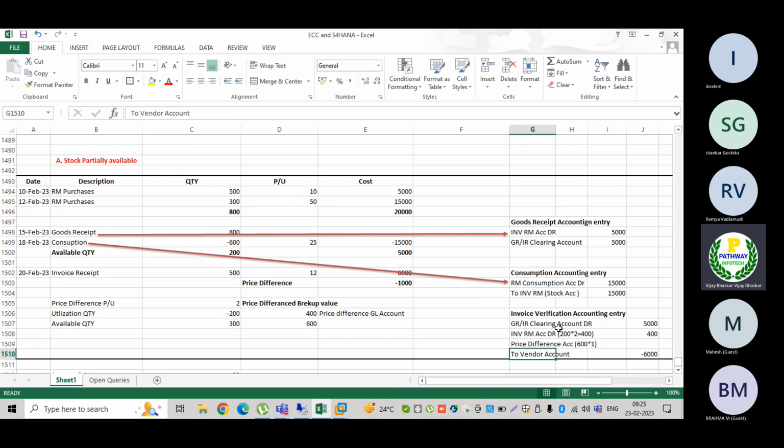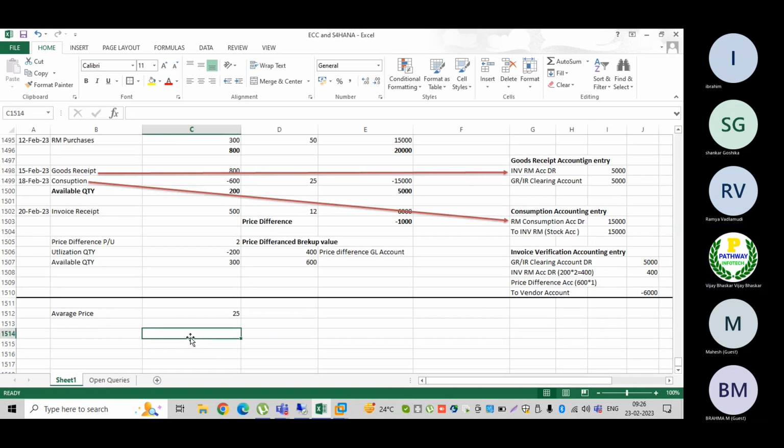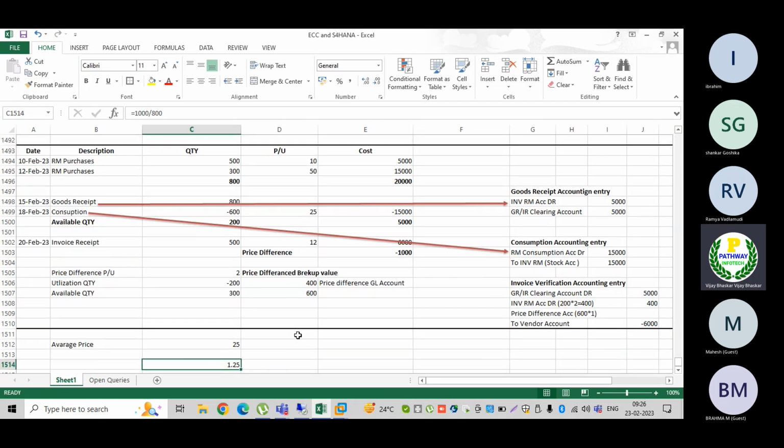Let me check here. The GRIR clearing account is 5,000 rupees. Inventory raw material account, whatever stock we are having, is 400 rupees. Now this 400 rupees has arrived, but what is the consumption? What is the price difference account? The price difference on the consumption will come to 1200 if I consider. Let me check. Total quantity 800, 1,000 rupees divided by 800 per unit, price difference is 1.25. How has 1.25 arrived? Total price difference divided by total quantity.